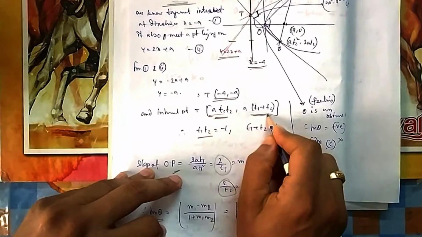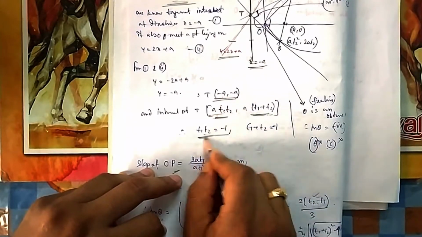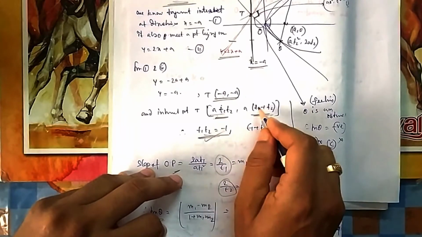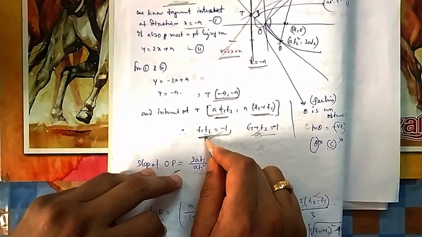The intersecting point of these two tangents is given by this formula. So this should be equal to this. If you equate this, t1 t2 minus 1, that we already know because of the focal chord. This is the extra thing that we are knowing. So if you know this one, you can find a minus b.